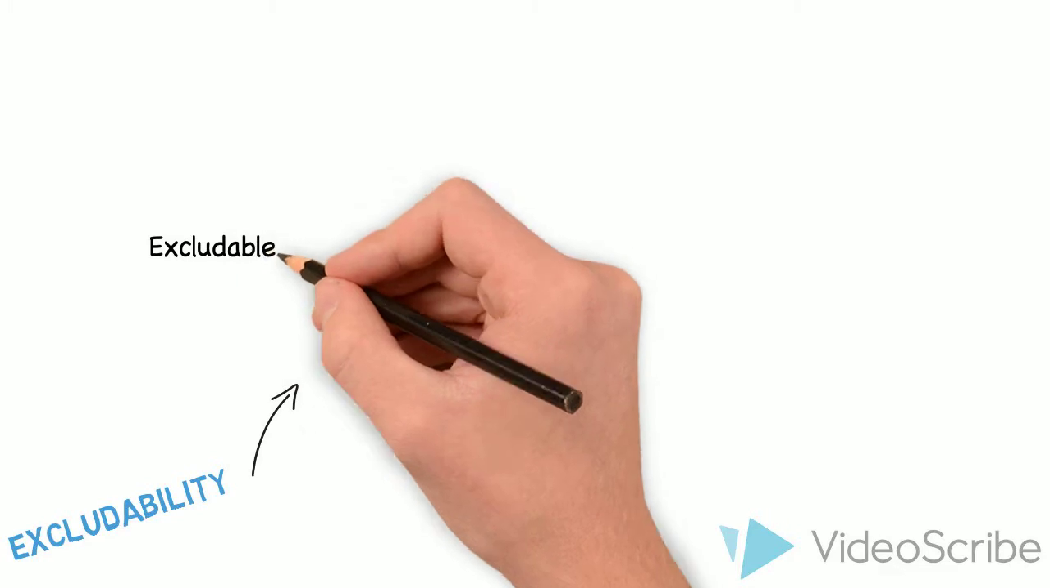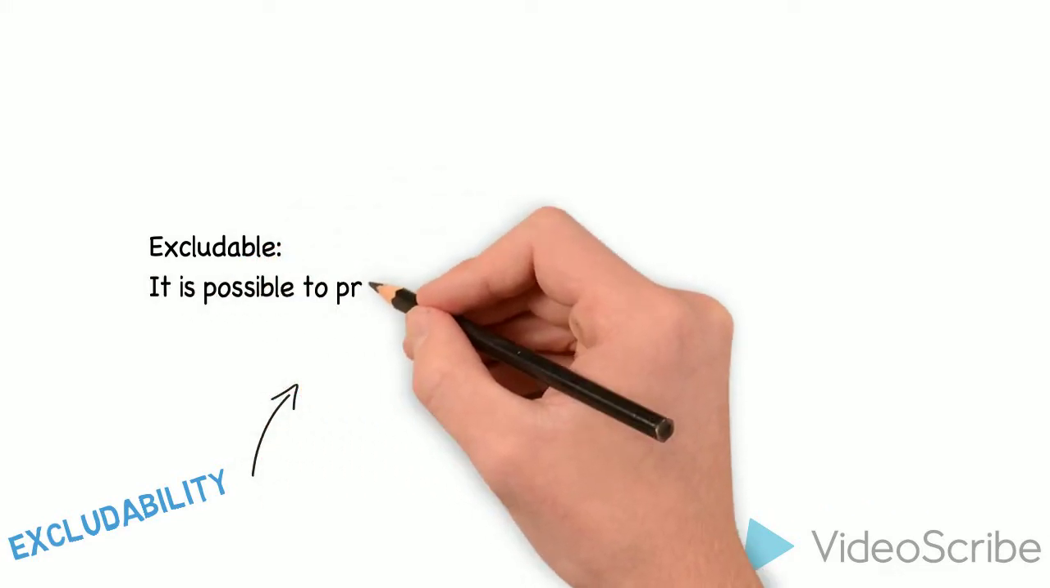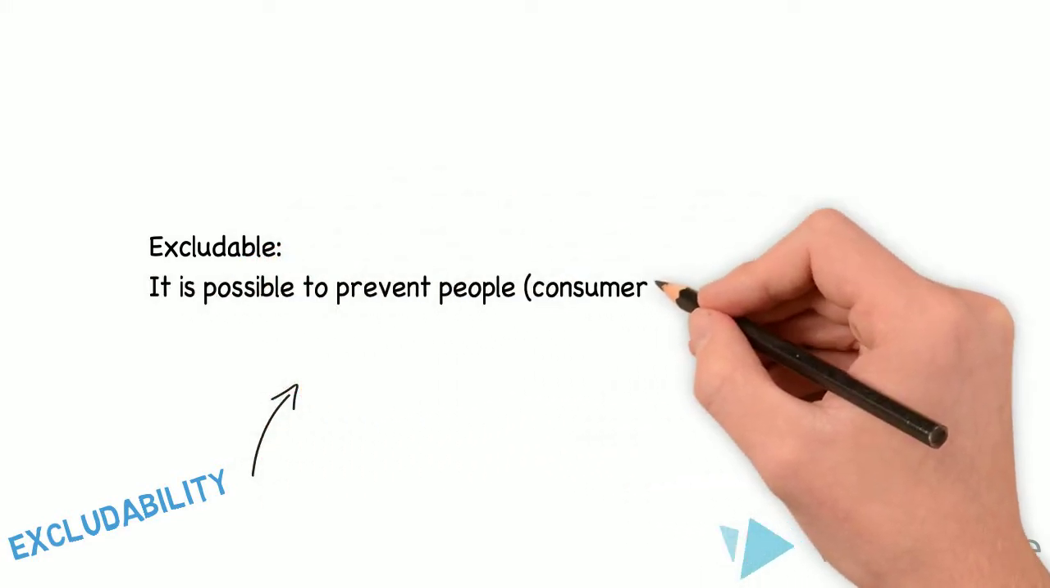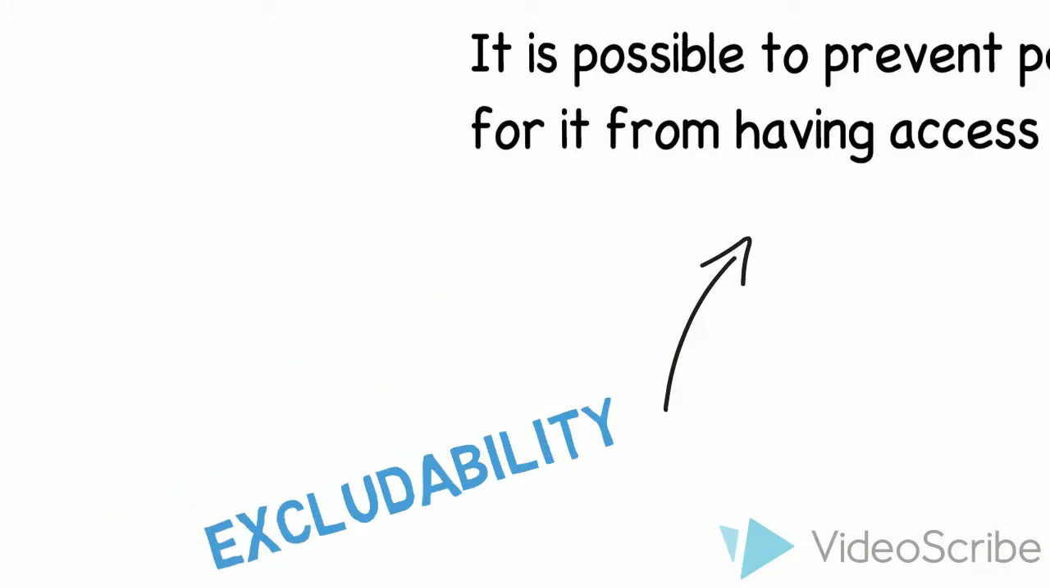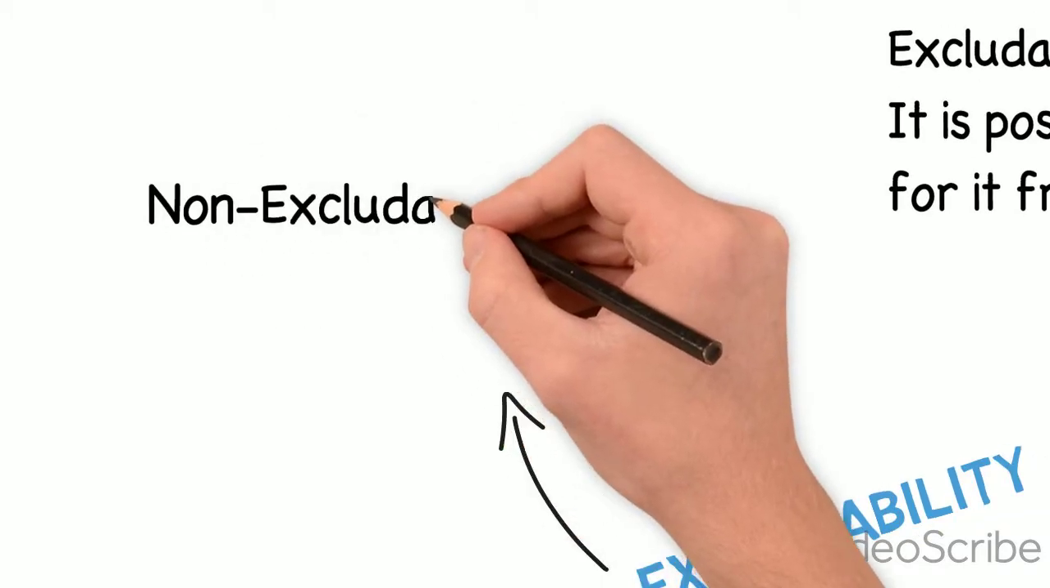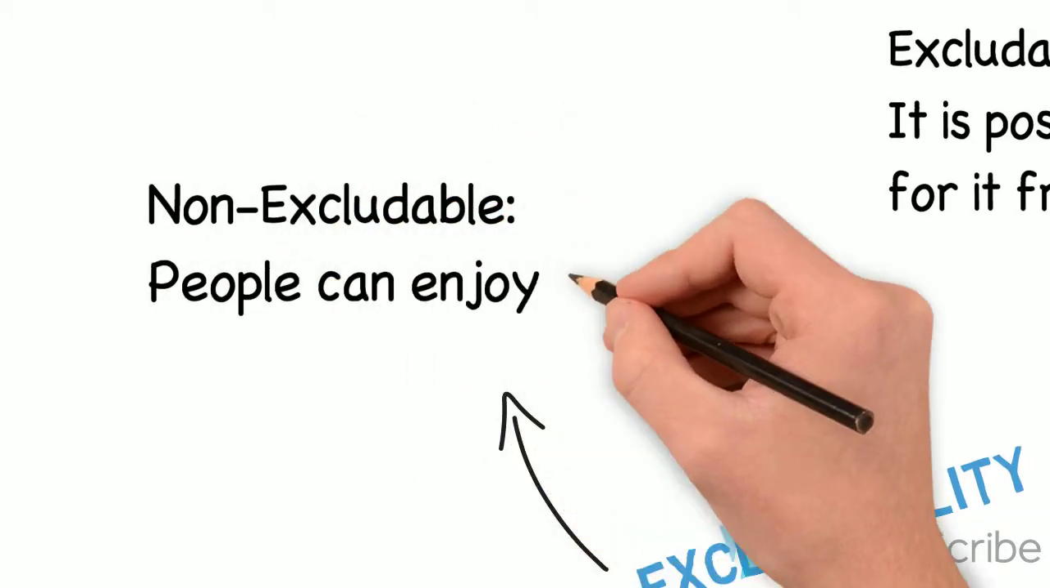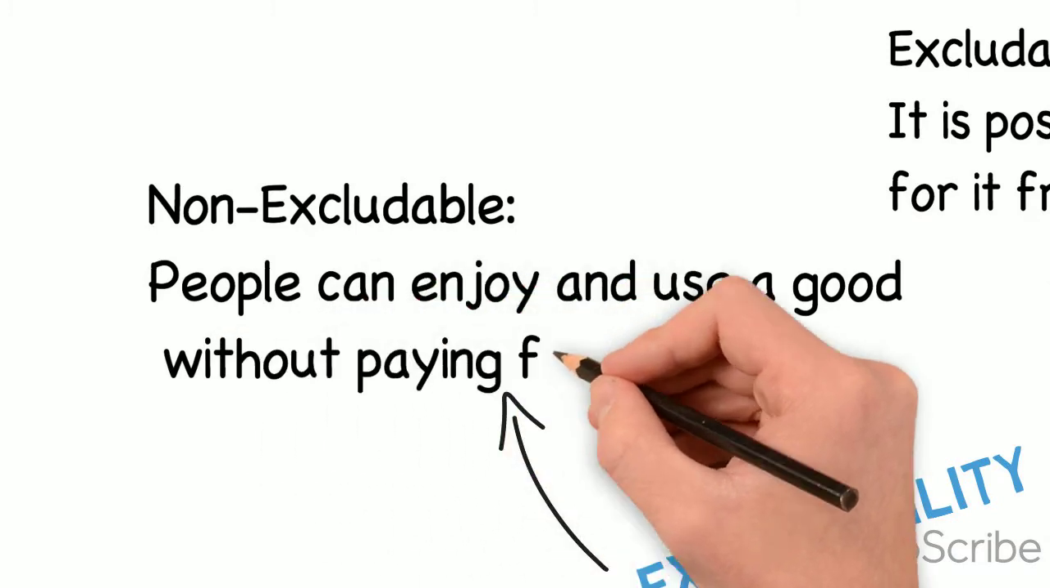So, excludable is the ideal that it is possible to prevent people who have not paid for it from having access to it. While non-excludable means people can enjoy and use a good without paying for it.